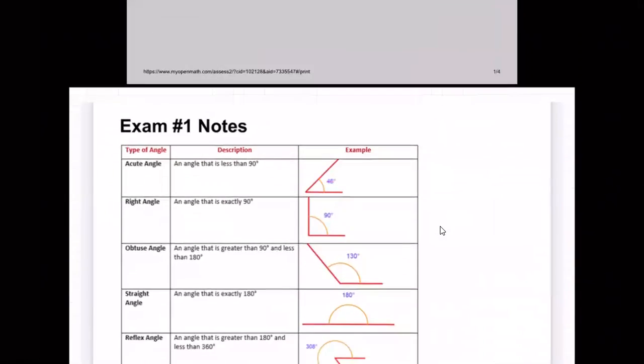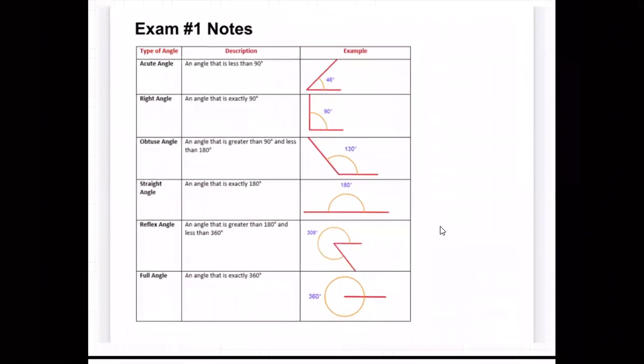So here's the notes. Again, these are the notes that are in our Canvas course shell at the top of the Unit 1 module. Plus, I emailed them to you. So the exam number 1 notes are at the top of the Unit 1 module. So this will help us.